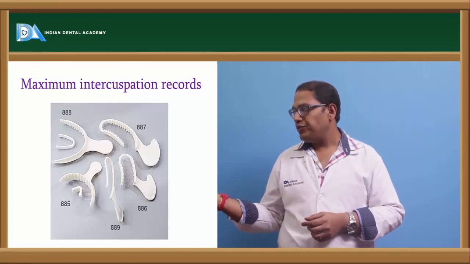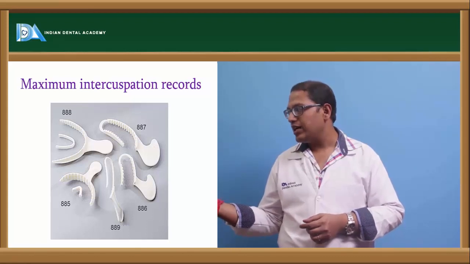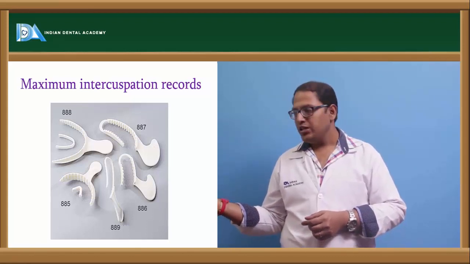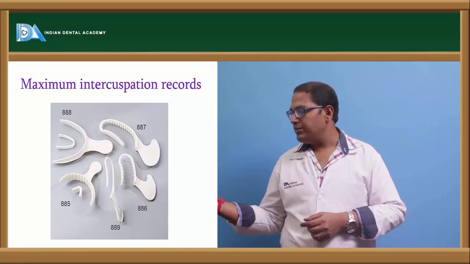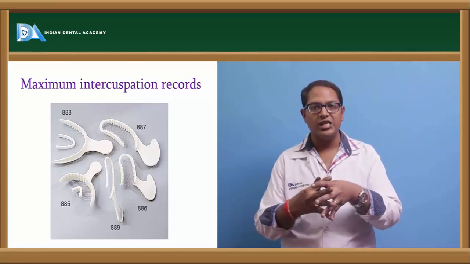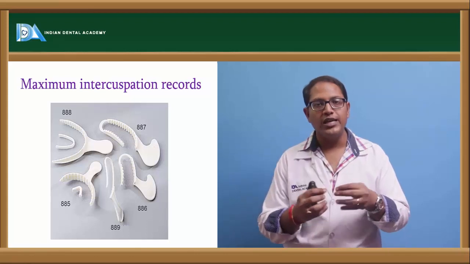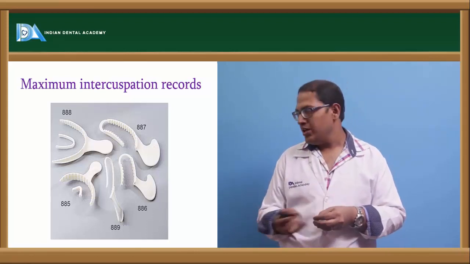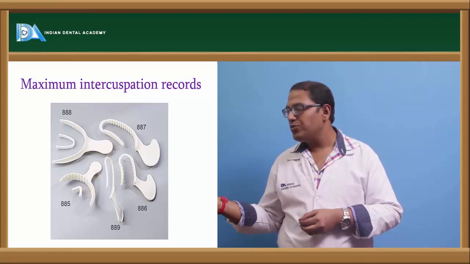So once it is getting perforated, there will be excess material which will come out from this side and that side. The excess material which has come out, you will trim off from both the sides. Now what is remaining inside is just the cusp to cusp relation, the fossa to cusp relation you can rather say. So that is remaining inside this triple tray.